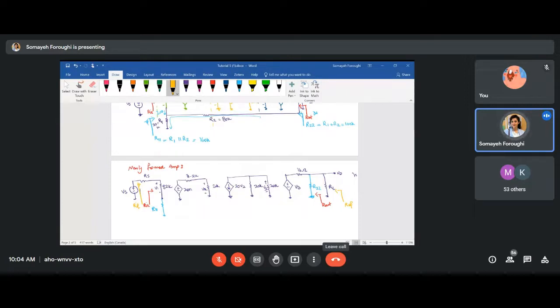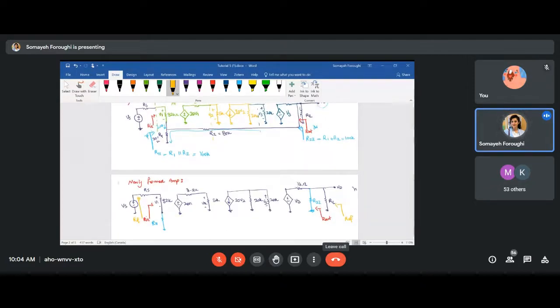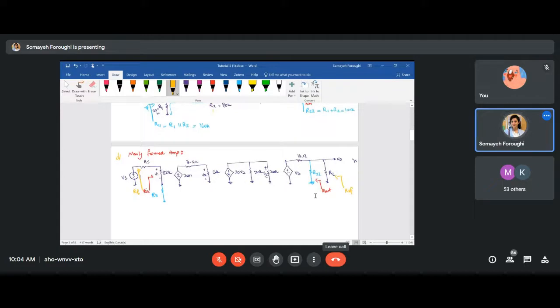Now let's continue this. Wow, it's a long question. By the way, this is I think in part D, and in part D, the question was also asking about the gain. After forming the amplifier, it was asking about the gain. How can I find the gain here? So let's see how I can do this.